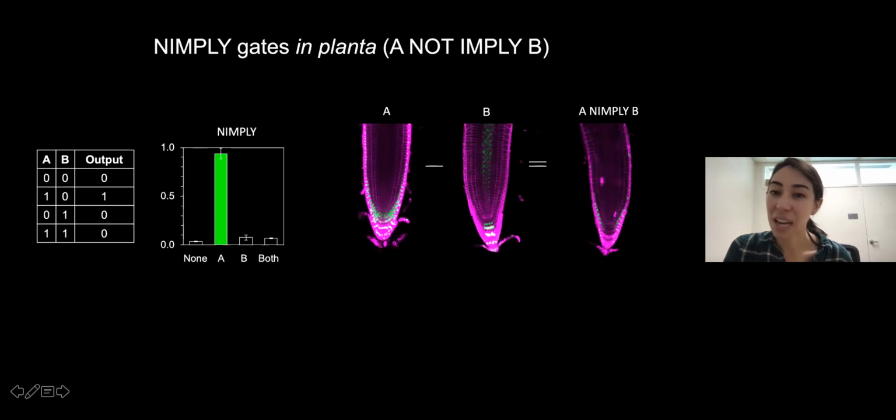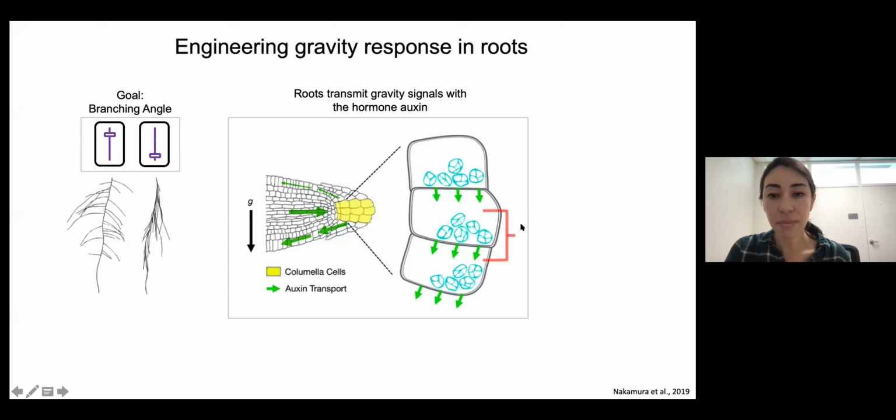So you can use this type of NIMPLY, or NOT implies, logic gate in order to refine spatial patterns of gene expression. So here you're taking expression at the root tip and you are subtracting out this second promoter's activity so that you get only expression in these little lateral root cap cells. Now, why would you want expression in just those? Well, aside from being able to just demonstrate that we can refine these spatial patterns of gene expression, we're interested in these cells in particular because of how important they are for gravity sensing in plant roots.